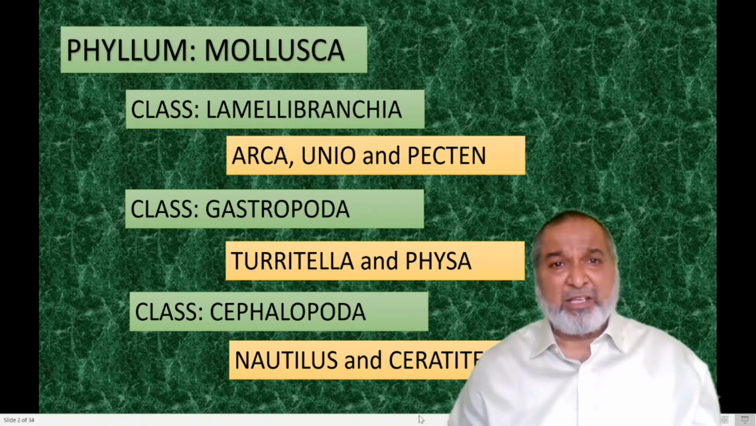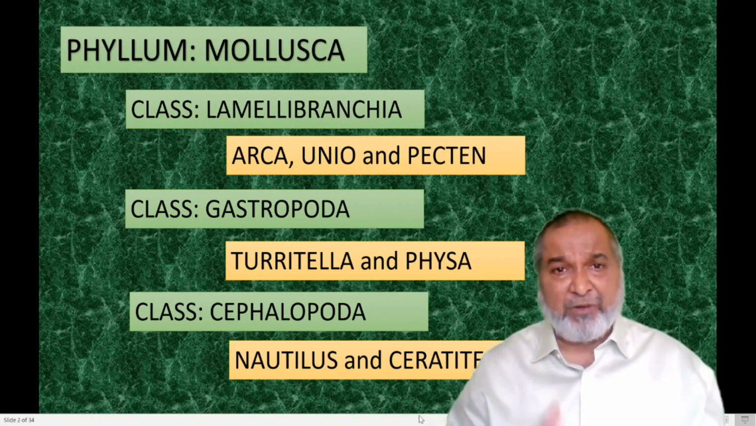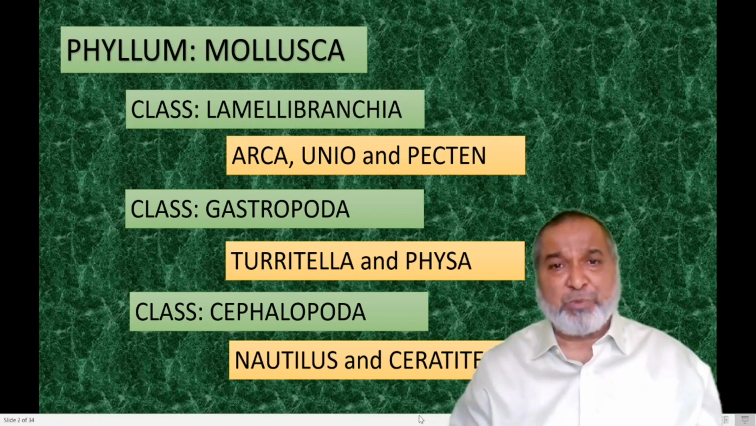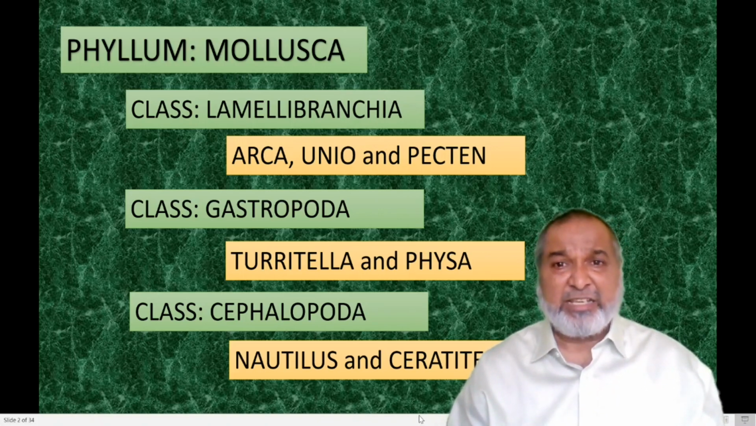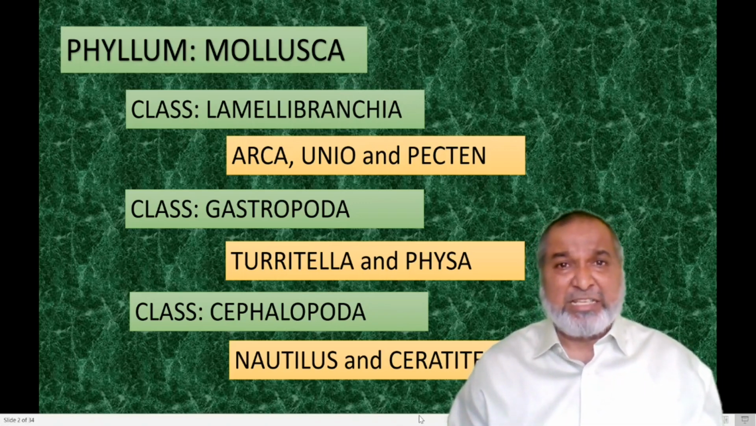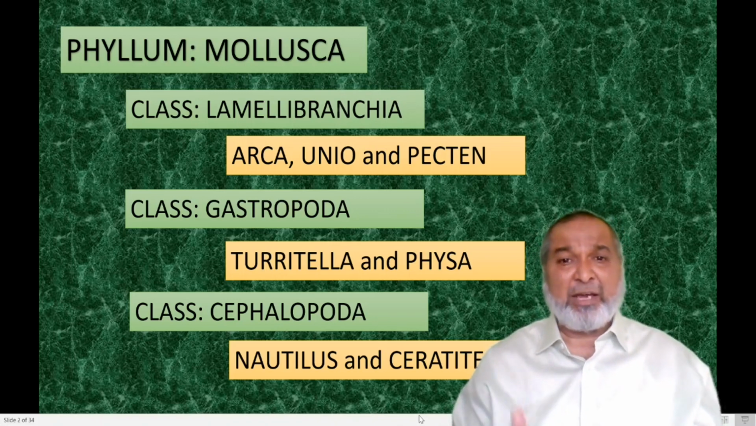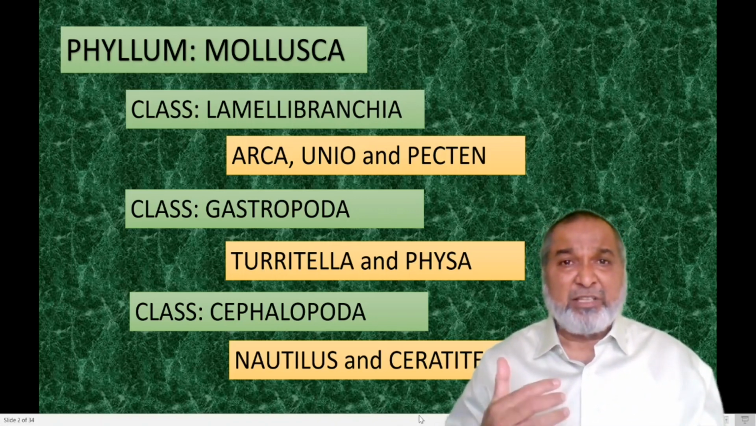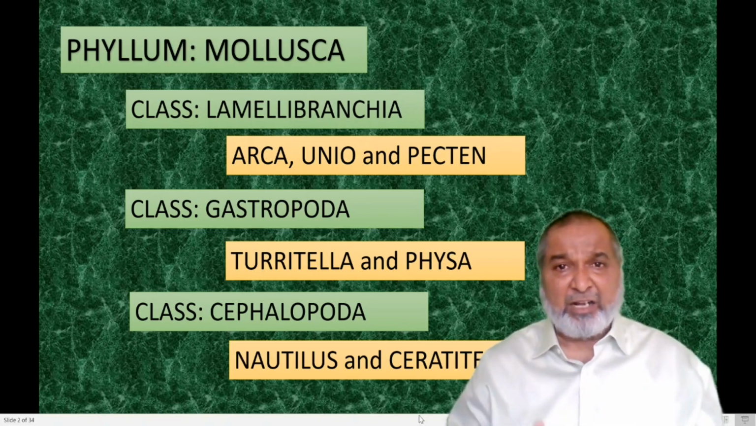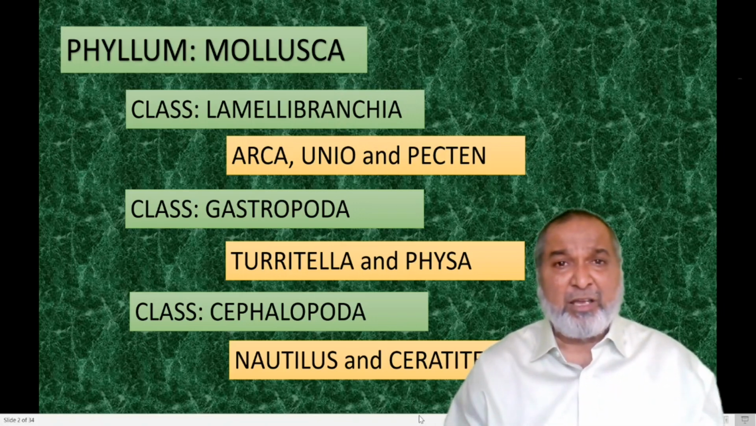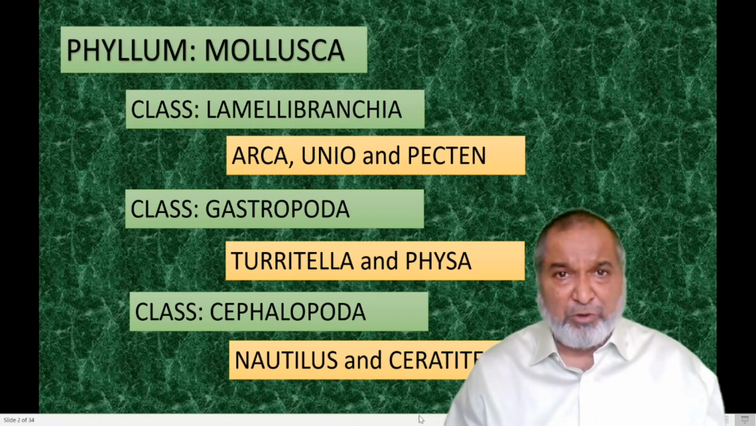After this, the next is phylum Mollusca, class Gastropoda. From there we are going to see two specimens: one is Turritella and the second one is Physa. The third class is Cephalopoda, and in that we are going to have Nautilus and Ceratite. So here we are going to see seven fossils: Arca, Unio, Pecten, Turritella, Physa, Nautilus, and Ceratite. This is the practical we are going to make out.